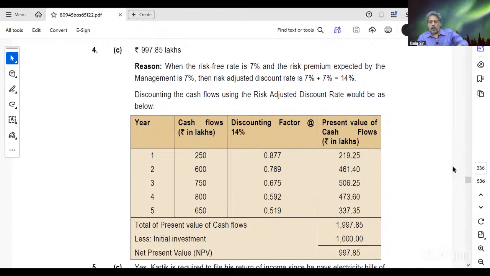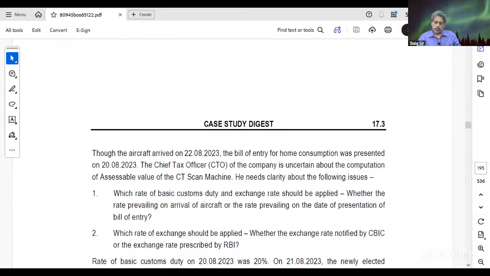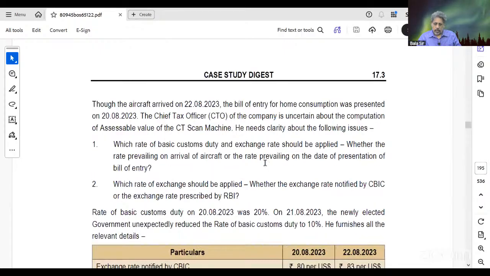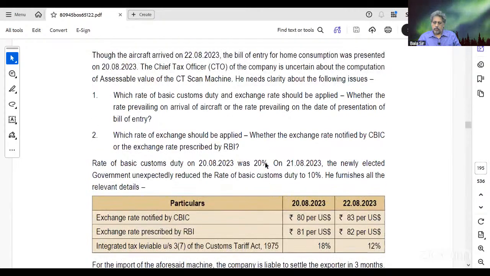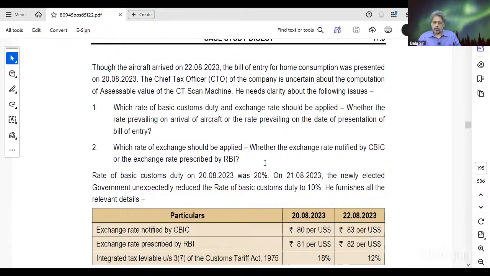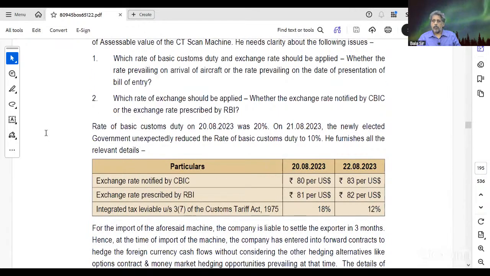Now let us go ahead and take on the next example. It is question number 17 from the case study. Oh, what's the time by the way? We're not overshooting. 7:32. Okay, thank you. So guys, question number 17.